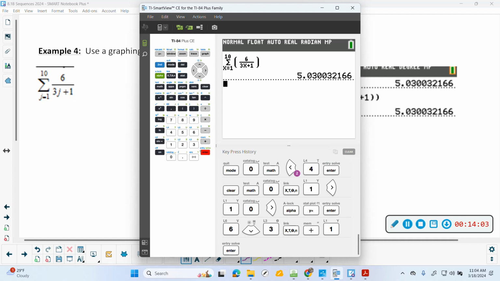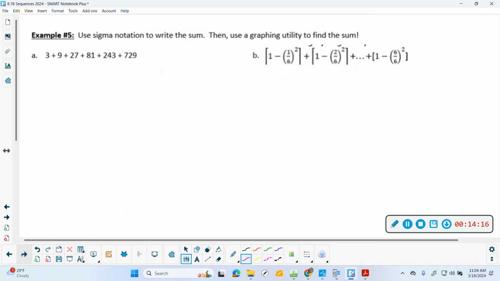I don't care. If it doesn't specify what to round to, or a fraction or a decimal style answer, I don't care. You can put whatever. But any questions on finding that math 0 function? Because I do not want to add those 10 terms. No way, Jose. Okay, use sigma to write the notation and then find the sum.